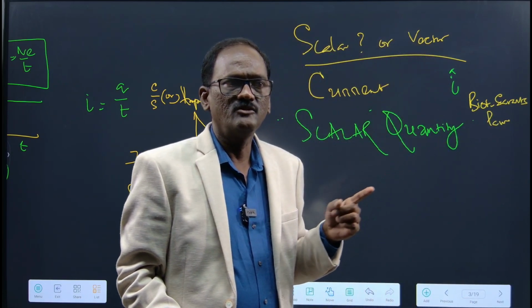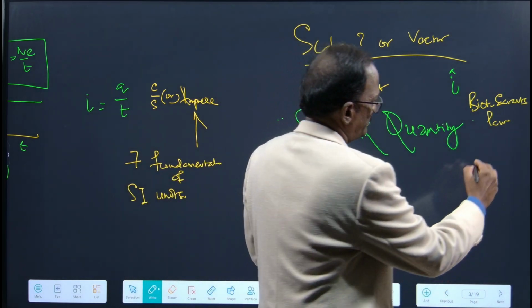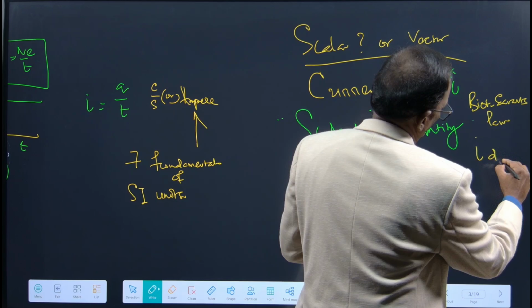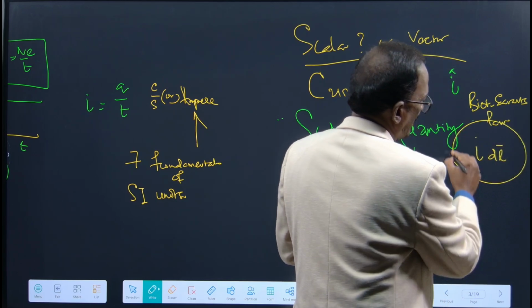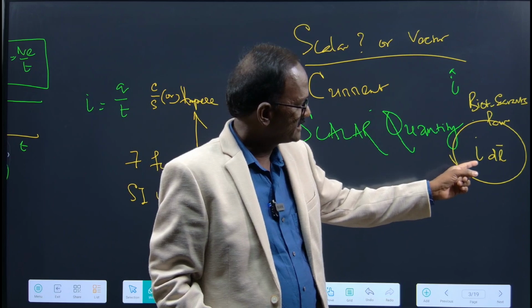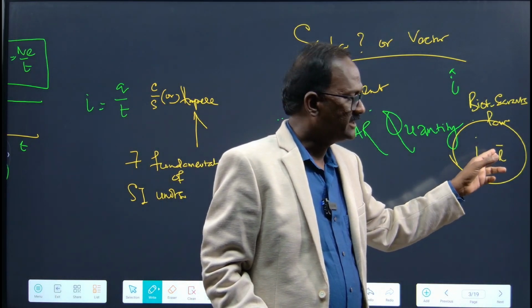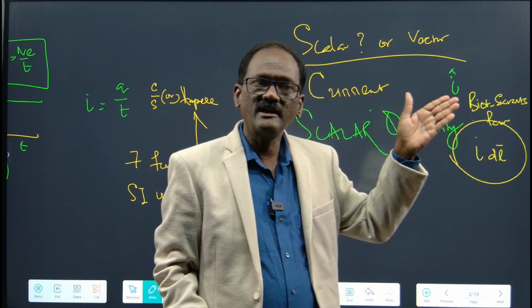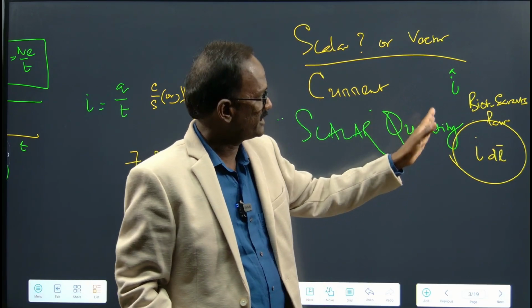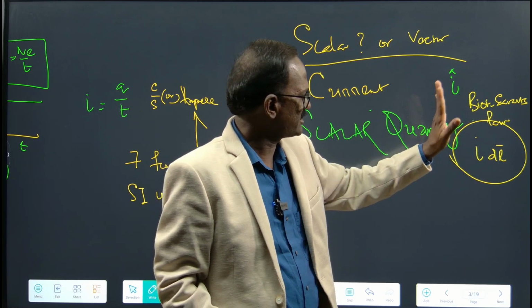So there is a law you will study in the moving charges chapter, Biot-Savart's law. In Biot-Savart's law, you will use the quantity IDL. This is known as the current element. This is a vector. Current is a scalar. To make it a vector, we will take DL. DL is the length of the wire, and in which direction it is kept, we will see in detail when we discuss the Biot-Savart's law.